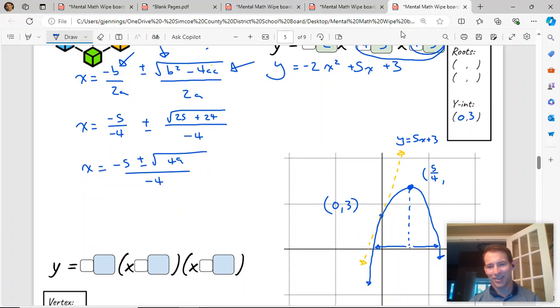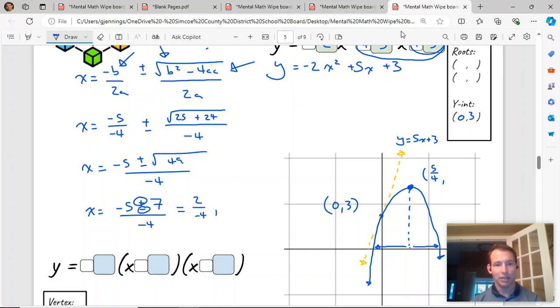Now we'll put it back together to find the roots. x is equal to negative 5 plus or minus the square root of 49. We can do that. That's 7, all on negative 4. And now negative 5 plus 7, if we do plus, that would be 2 on negative 4.